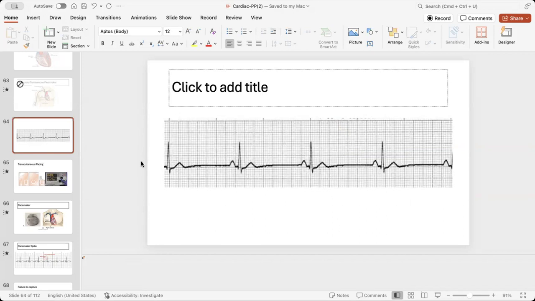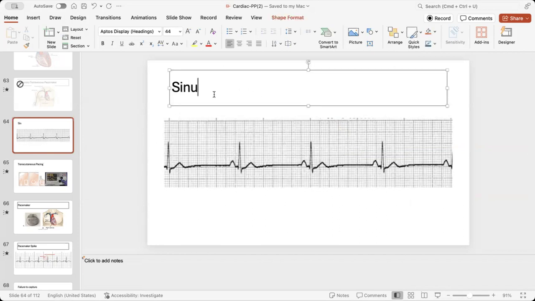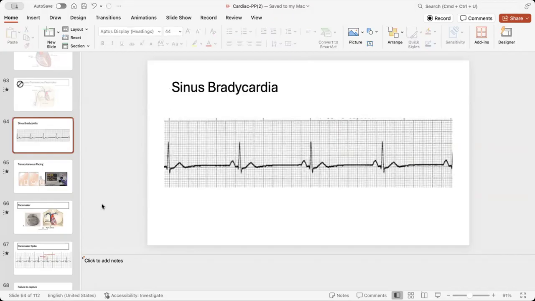Sinus bradycardia. Okay, so let's look at this. Can we see a nice P wave that's positive? How about our T wave? Yeah. And it's repeating. It looks pretty irregular, right? If we had to measure the distance between the R waves, it would look pretty normal.